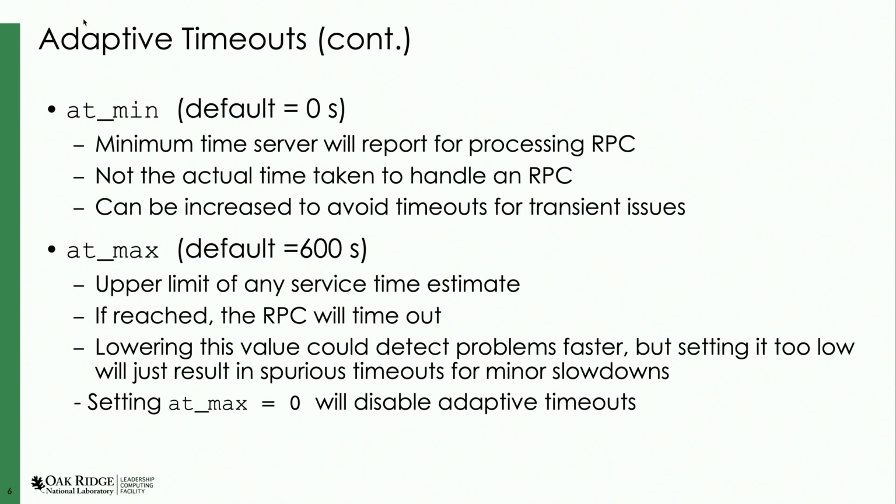But you need to be careful about setting it too low, otherwise you're going to get spurious timeouts. Fairly periodic minor slowdowns that aren't necessarily indicative of a hardware issue could end up causing timeouts for your RPC requests unnecessarily. And if you set ATmax to 0, that's a way of disabling adaptive timeouts.